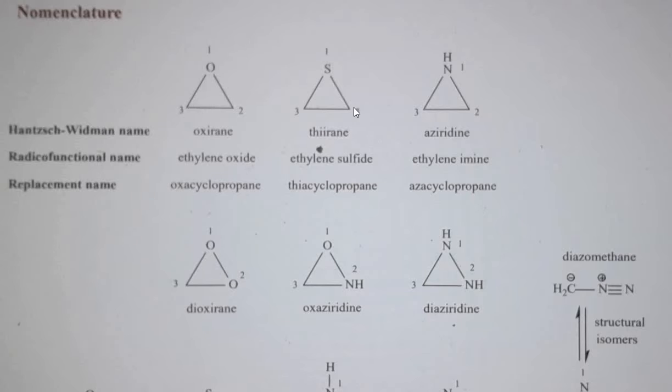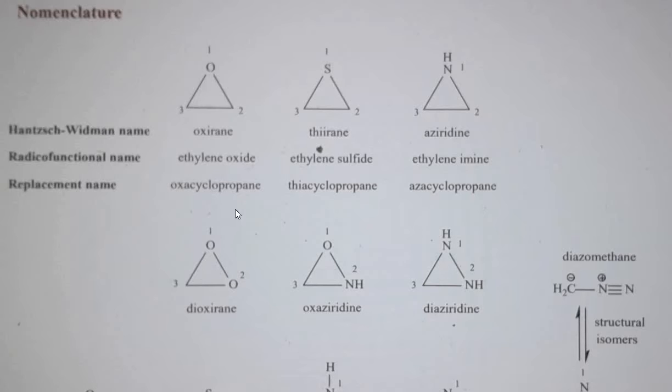So focus on these three examples. Look here: oxirane, thiirane and aziridine. So you can see the nomenclature with the help of Hantzsch-Widman nomenclature. Now, the common names are ethylene oxide, ethylene sulfide, ethylene imine.